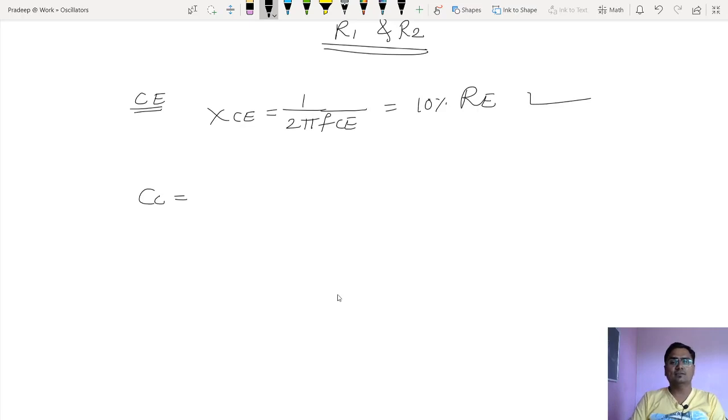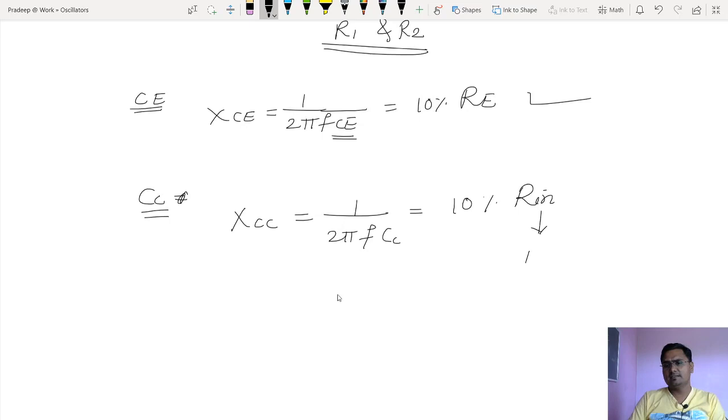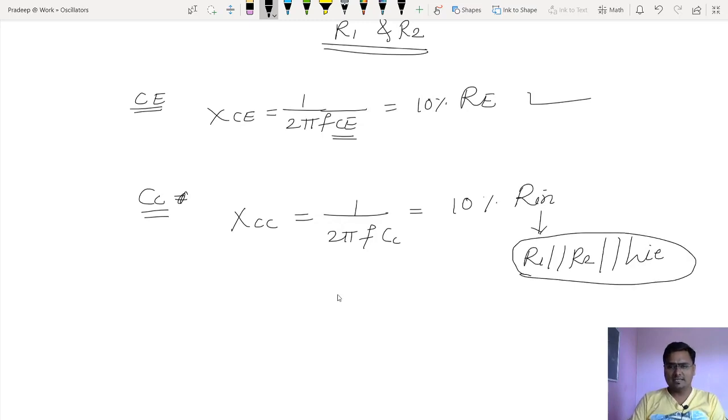See, you can calculate the value of CE by that. What about this? Here we calculate CC with 1 divided by 2 pi F CC, which is nothing but 10% of the input impedance Rin. How to calculate this Rin? I know that it is R1 in parallel with R2 in parallel with HIE. This is how I can calculate the value of Rin. 10% of Rin will be your XCC.